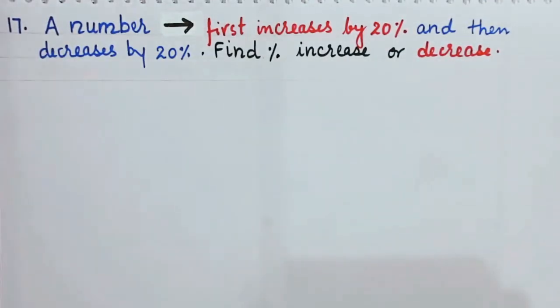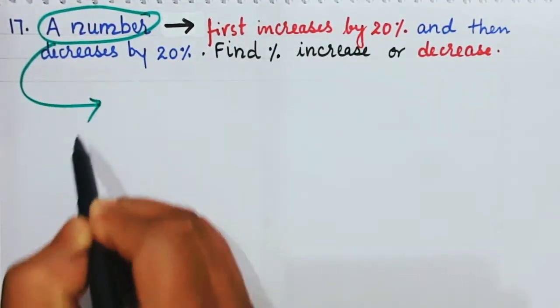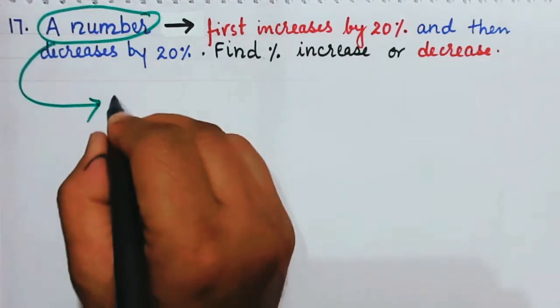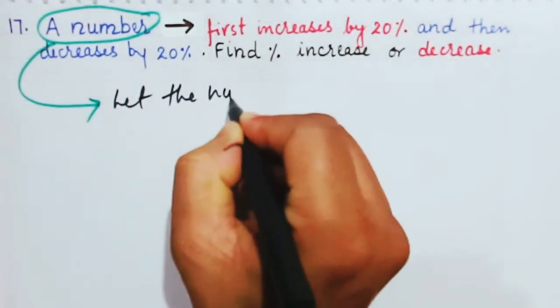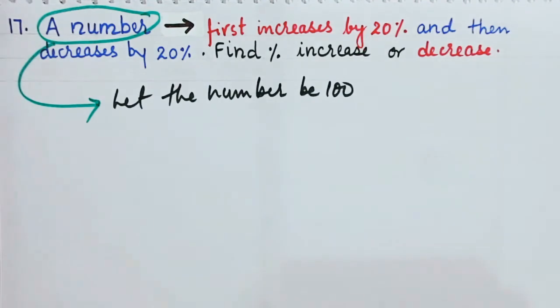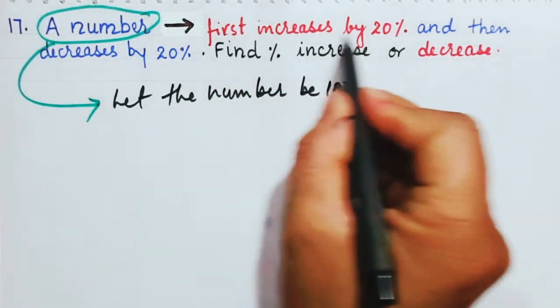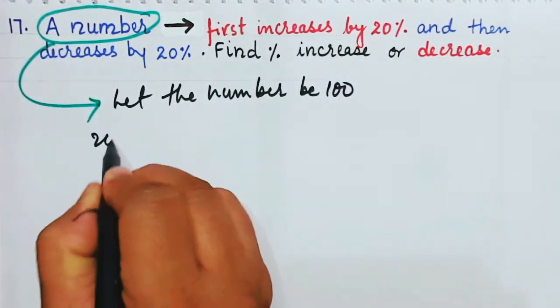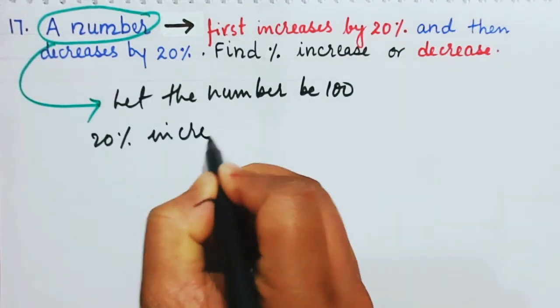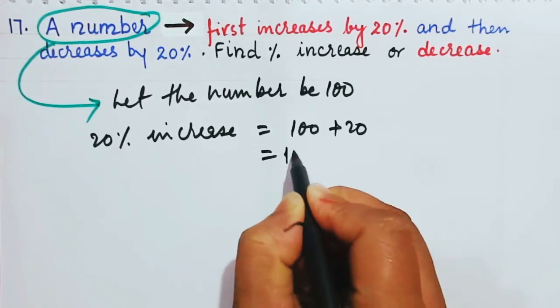A number first increases by 20% and then decreases by 20%. A number, but I do not know the number. So why not take this number as 100? Let the number be 100. So when I take the number as 100, first it increases by 20%. So 20% increase would give you 100 plus 20 is equal to 120.